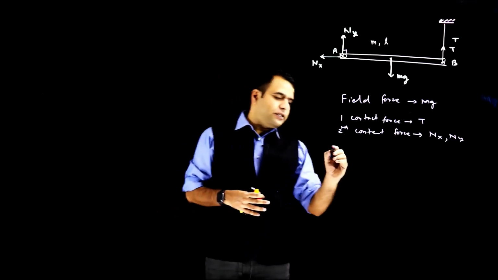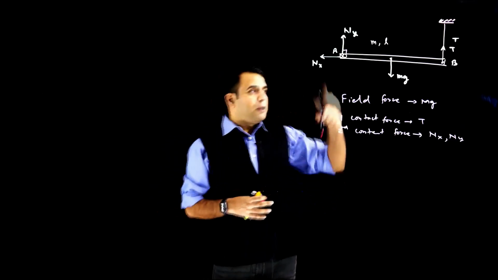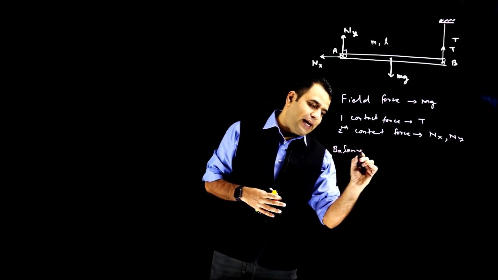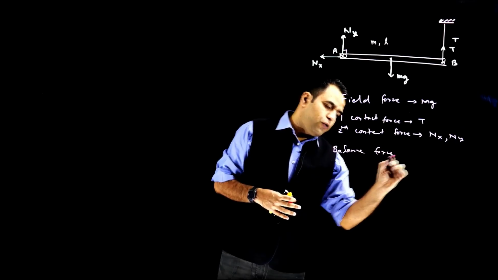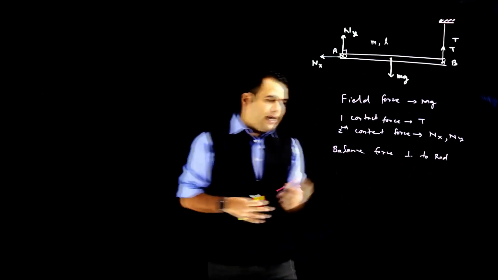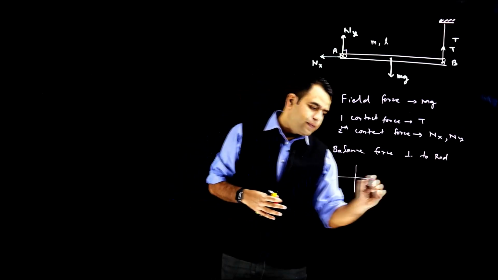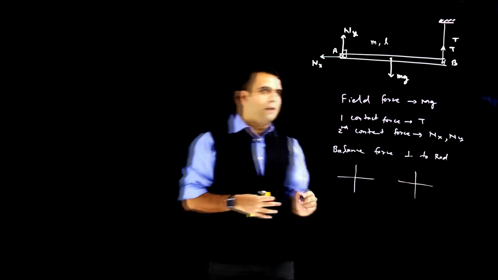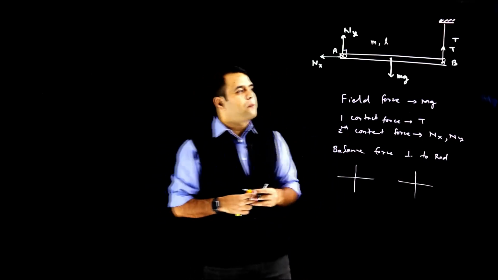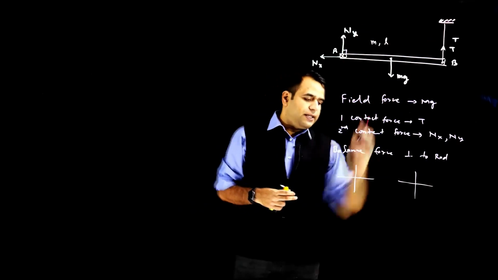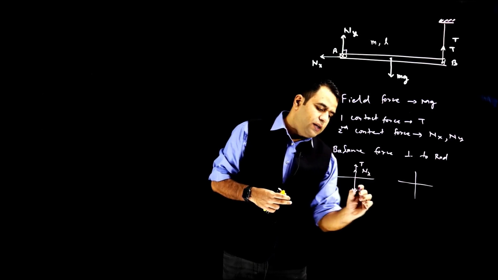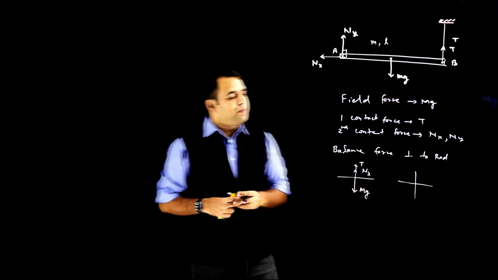So let's balance the forces perpendicular to the rod. If we do that, we'll make the FBD, and we'll consider only the forces which are perpendicular to the rod. So there are a total of 3 forces perpendicular to the rod out of the 4: mg, Ny and T. We'll show them. T is acting upward, Ny is acting upward, and mg is acting downward.